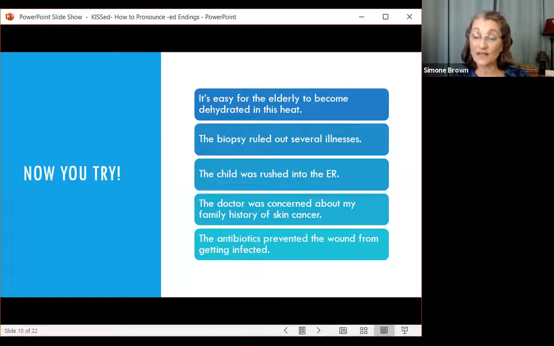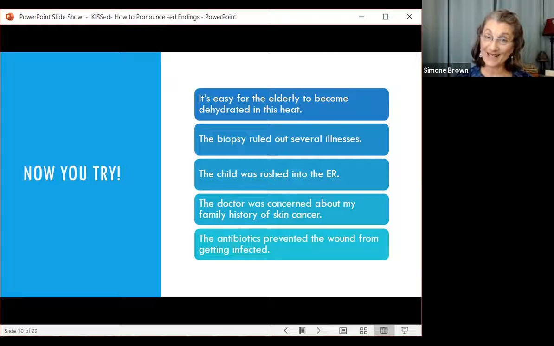Okay, let's figure out the next one. The ED word is ruled. So it's the L sound. Okay, so my voice box is vibrating. It's a voiced sound. So that means the ED ending should sound like a D, ruled, ruled. The biopsy ruled out several illnesses.